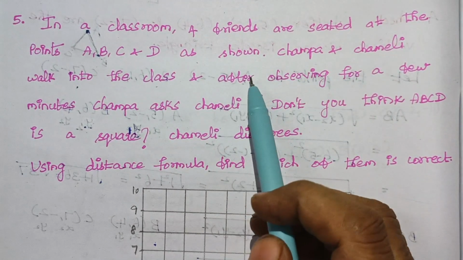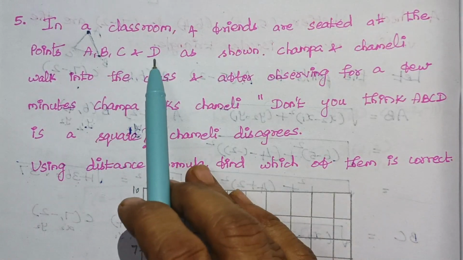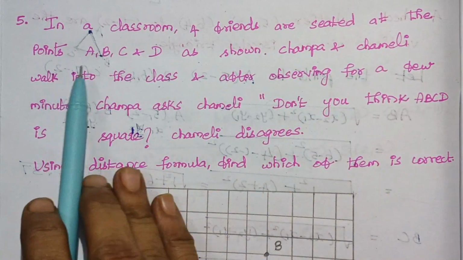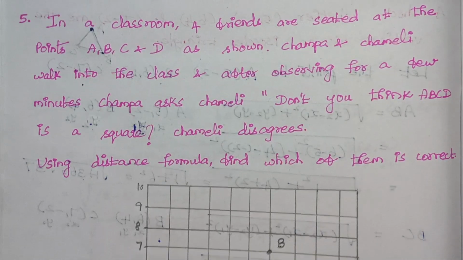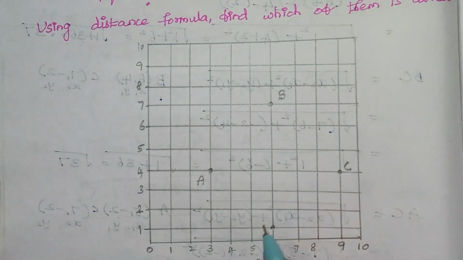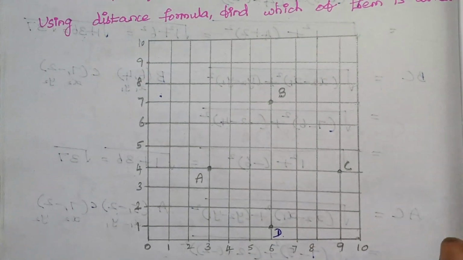So the next is problem number 5. In a classroom, 4 friends are seated at the points A, B, C, D as shown. You see A, B, C and this is the point D.